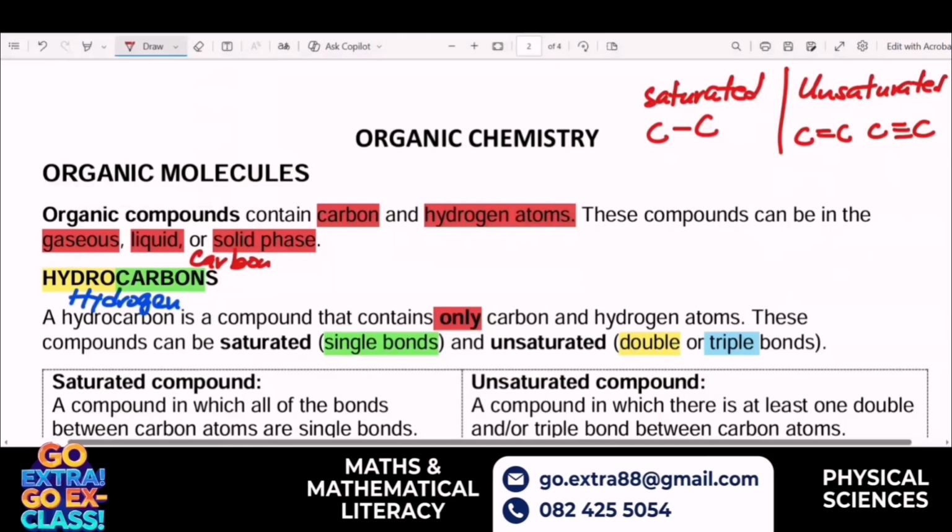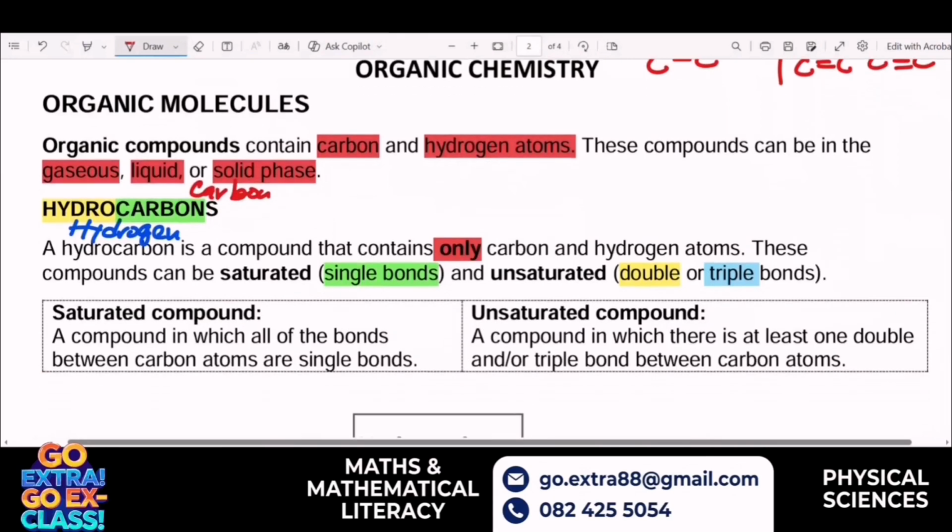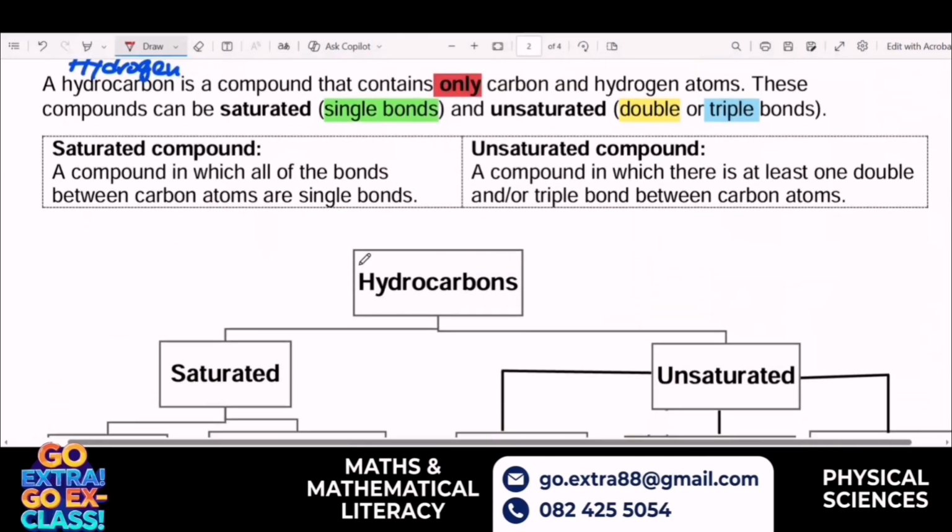Now, we also need to know how to define saturated compounds or hydrocarbons. How do we define saturated hydrocarbons? A compound in which all the bonds between carbon atoms are single bonds. That's how we define saturated hydrocarbons.